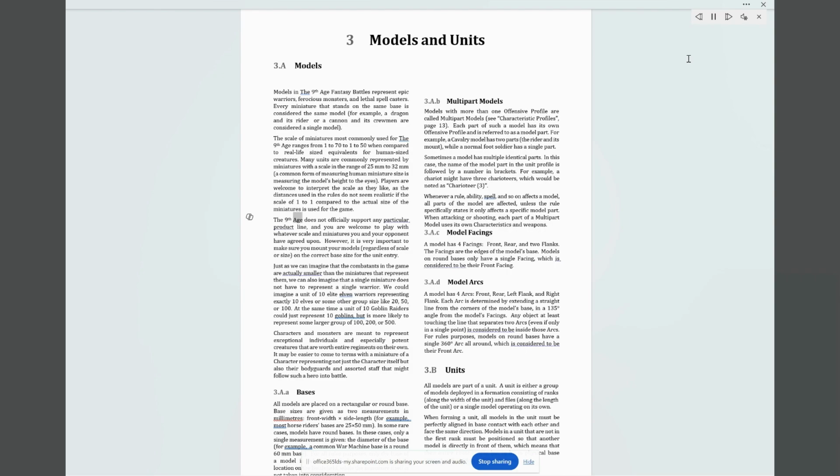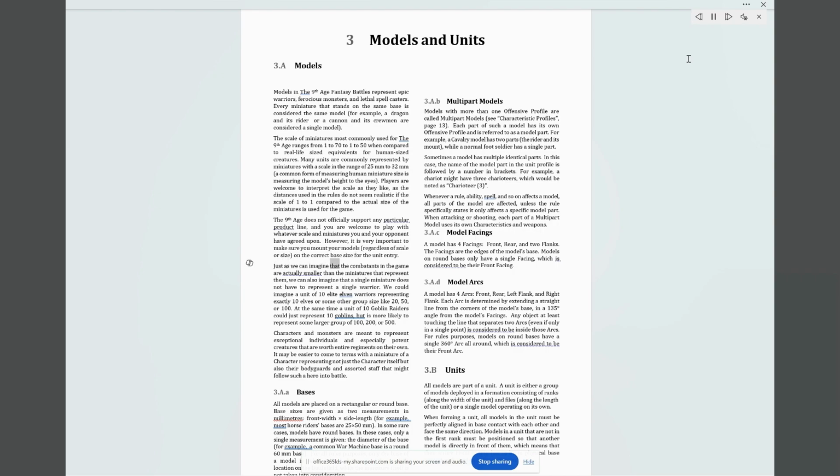The Ninth Age does not officially support any particular product line, and you are welcome to play with whatever scale and miniatures you and your opponent have agreed upon. However, it is very important to make sure you mount your models, regardless of scale or size, on the correct base size for the unit entry.